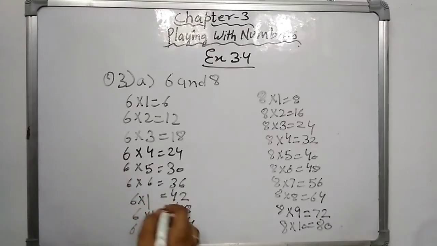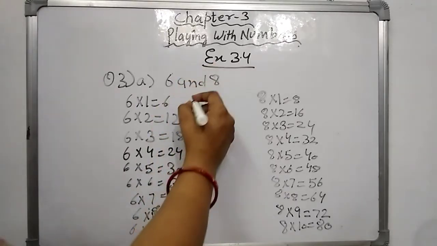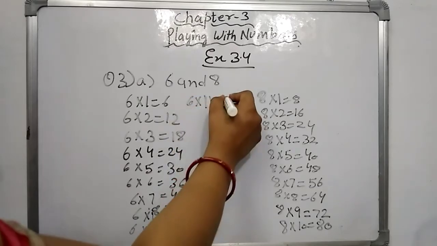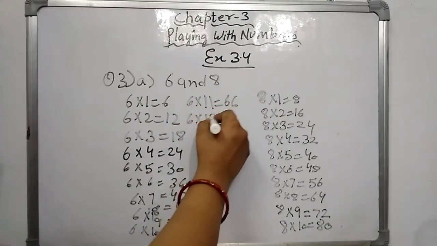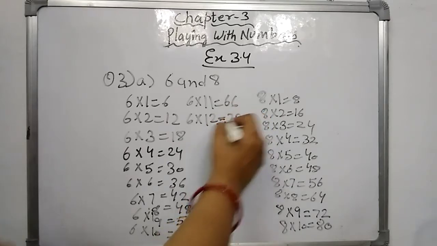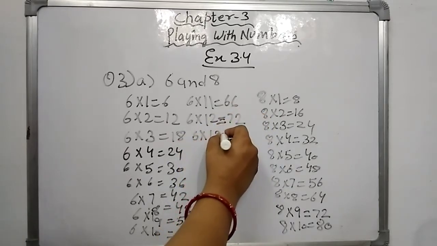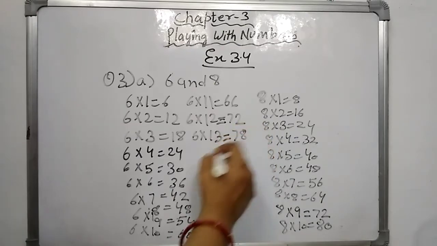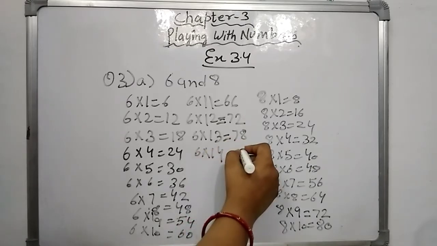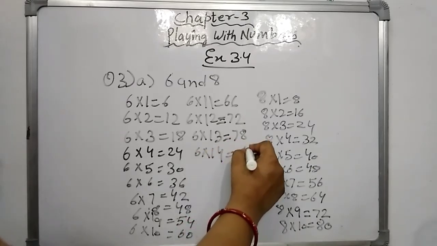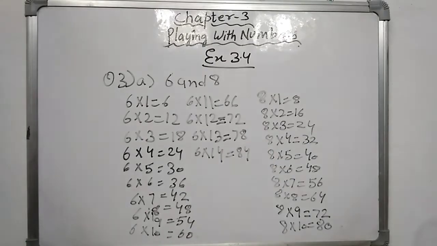So 80 is greater than 60. That means we need to write more multiples of 6. So we will write it as 6 multiply 11, 66, 6 multiply 12, 72, 6 multiply 13, 78, 6 multiply 14, 84. Now we can find out first 3 common multiples.